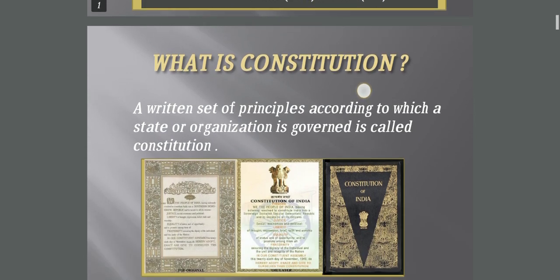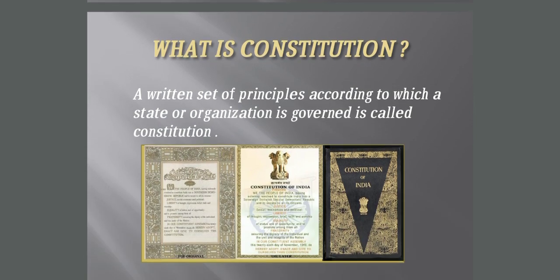Now comes what is a constitution. When we talk about the definition, it is a written set of principles according to which a state or organization is governed, and that is called a constitution. It means it is a set of principles by which a nation is run.